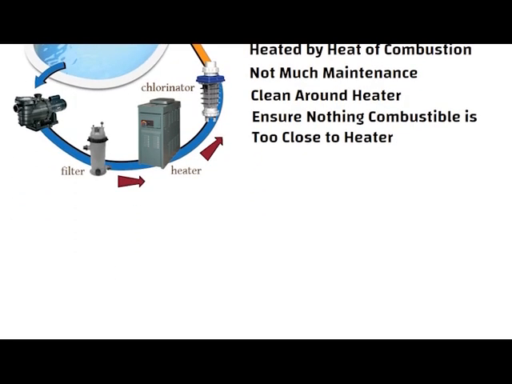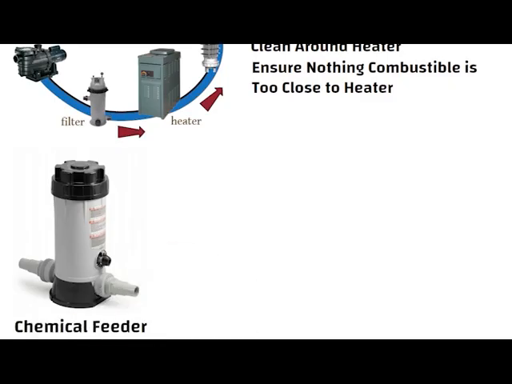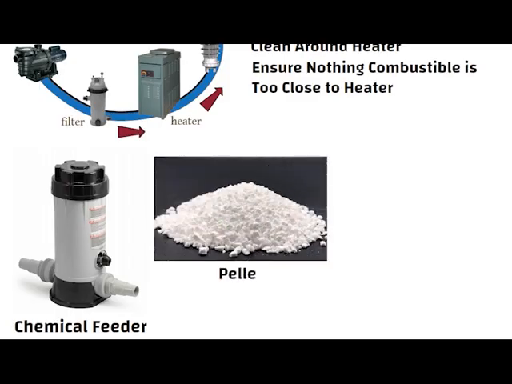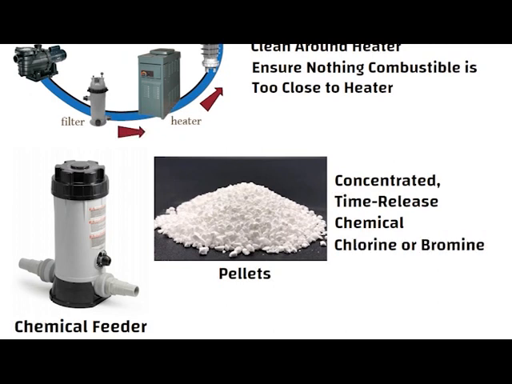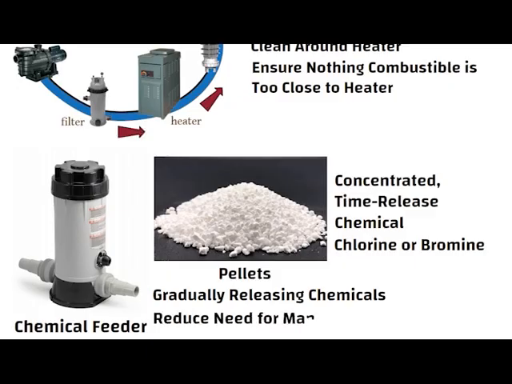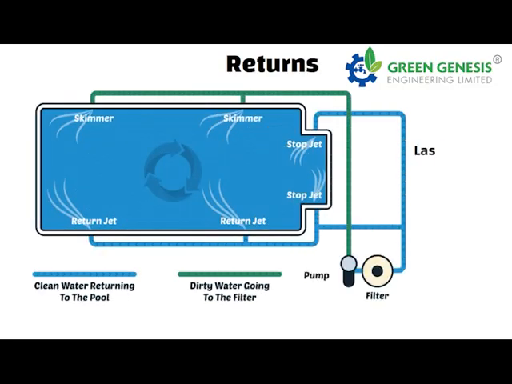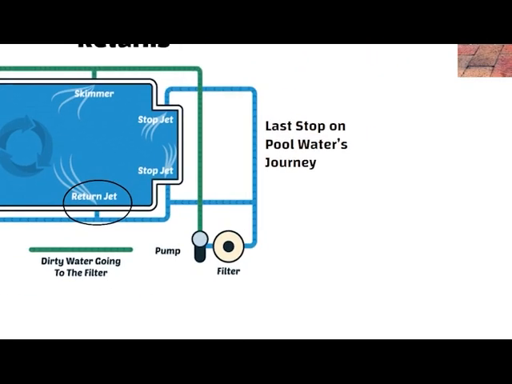heater. Many pools have a chemical feeder. A chemical feeder is a tank that may hold pellets or another type of concentrated time-release chemical, usually chlorine or bromine. By gradually releasing chemicals into the pool water, they reduce the need for manual chemical balancing. Returns. Returns are the last stop on the pool water's journey, where it returns to the pool. Returns are usually located in at least 2 spots around the pool, though some older pools may have only one.